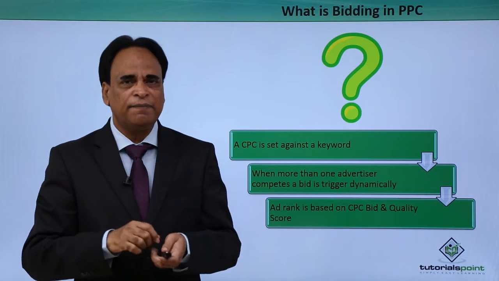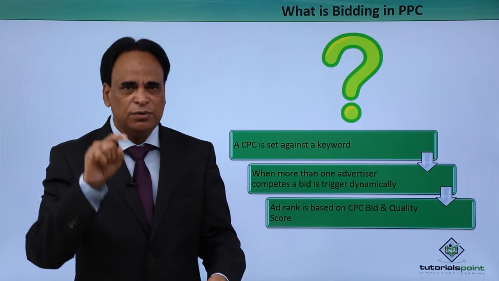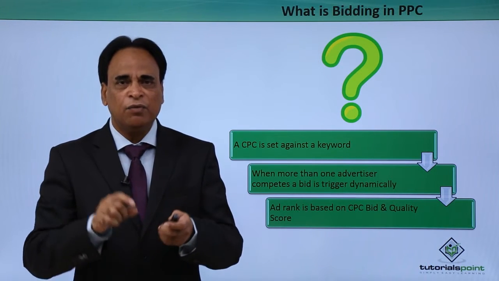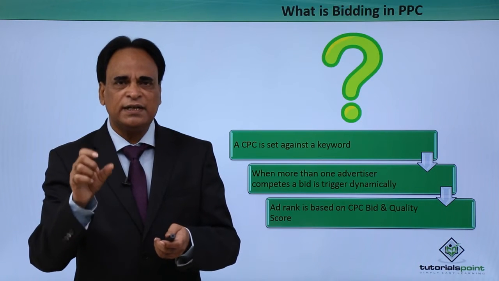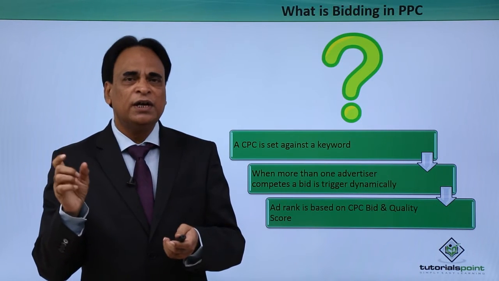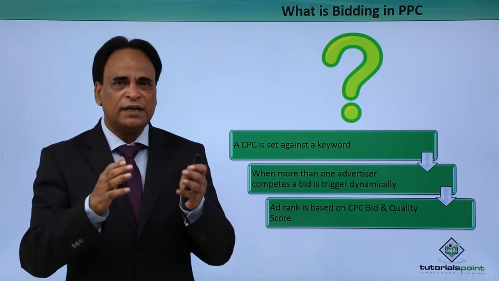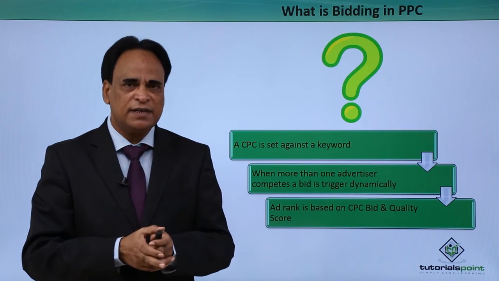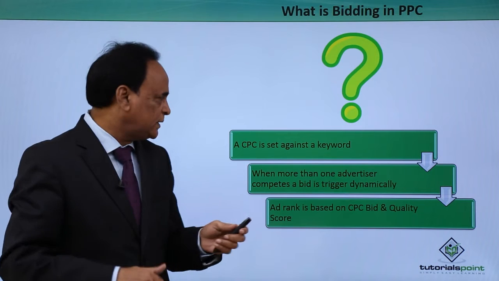Whenever there is a click, the impressions are happening. When the user clicks on that particular ad, whatever amount you have set against that keyword, you are actually paying Google, and that is how CPC, cost per click, is calculated.